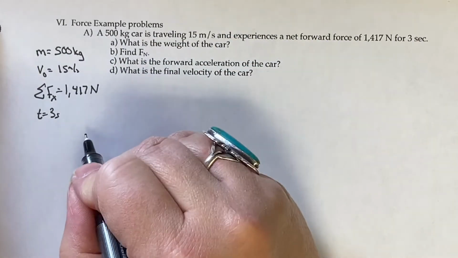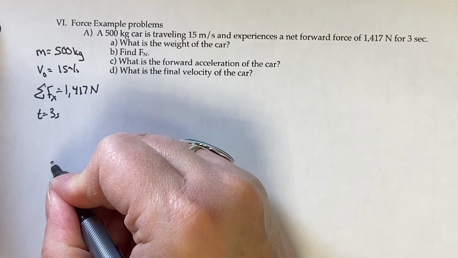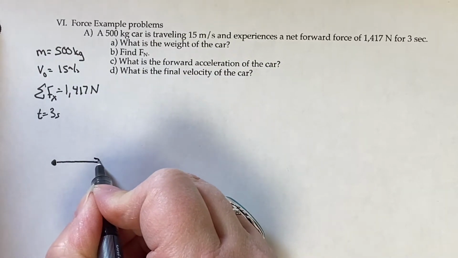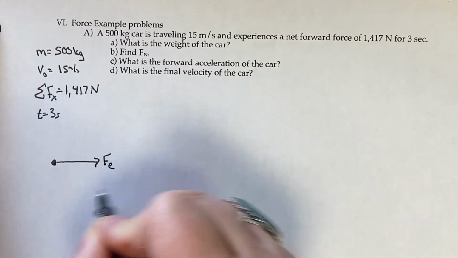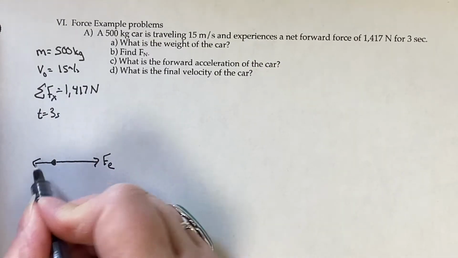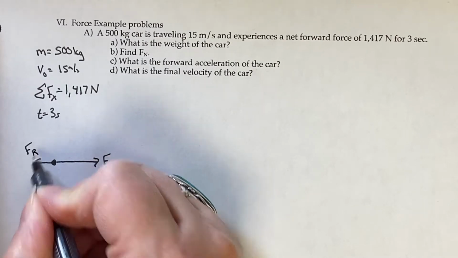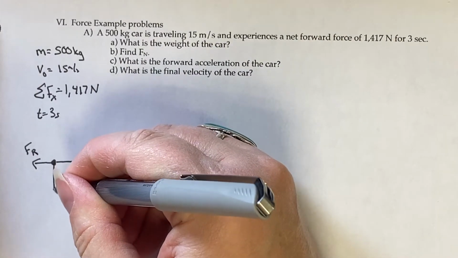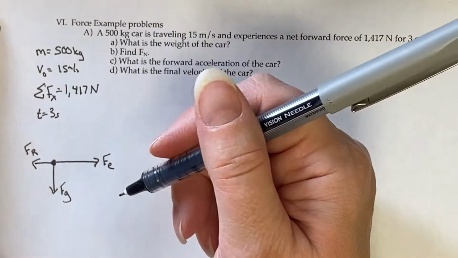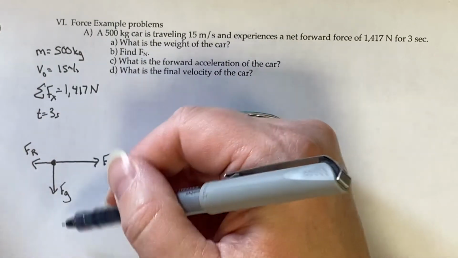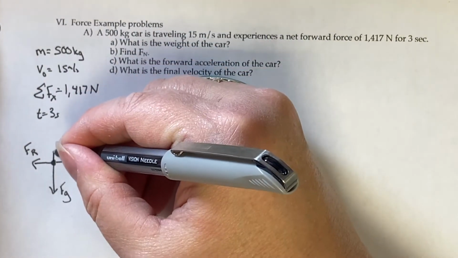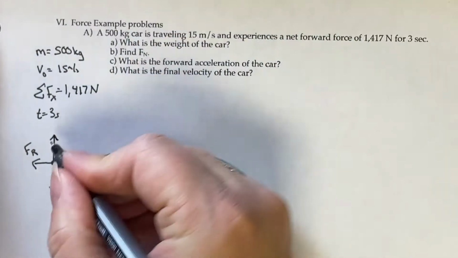Let's go ahead and draw a free body diagram for this situation. So it's a car. We must have some engine applied push force forward, and then there's going to be some resistance force backwards. The car has some weight, which is the force of gravity. Remember, weight and force of gravity mean the same thing. And then my car is not falling through the pavement, nor is it accelerating up into the sky, so the forces must be balanced in that y direction.